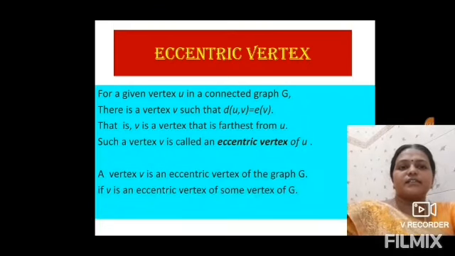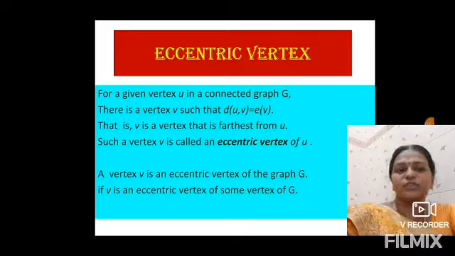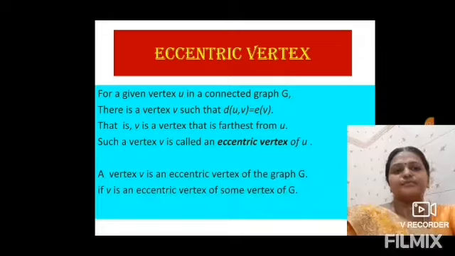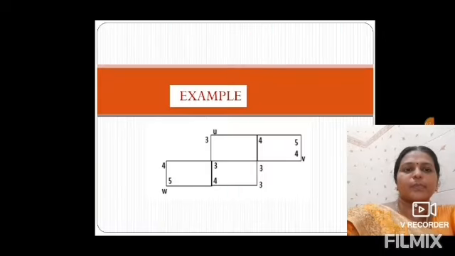Let's go for the next definition, eccentric vertex. For a given vertex U in a connected graph G, there is a vertex V such that the distance between U and V is equal to e(U). That is, V is a vertex that is farthest from U. Such a vertex V is called an eccentric vertex of U. A vertex V is an eccentric vertex of the graph G if V is an eccentric vertex of some vertex of G. Let's see the example. You could see the figure here.